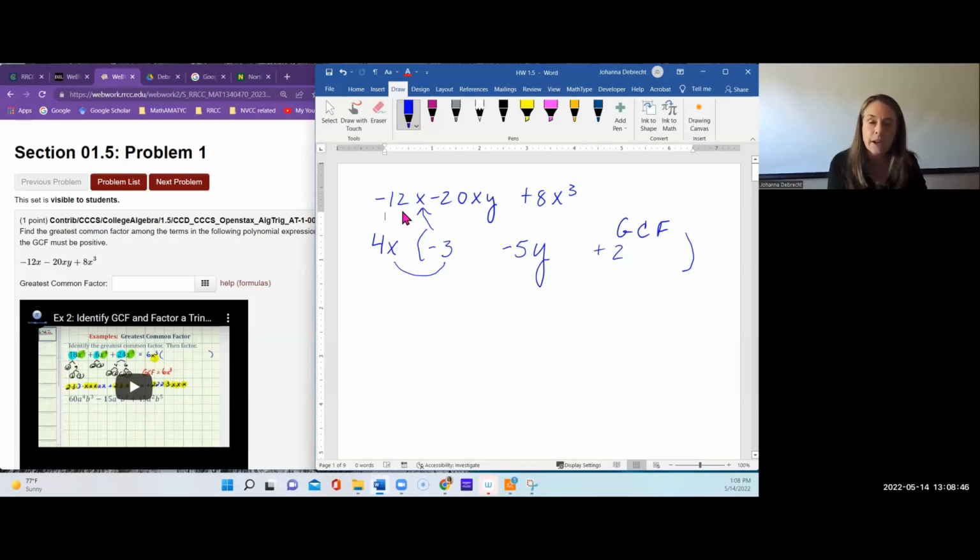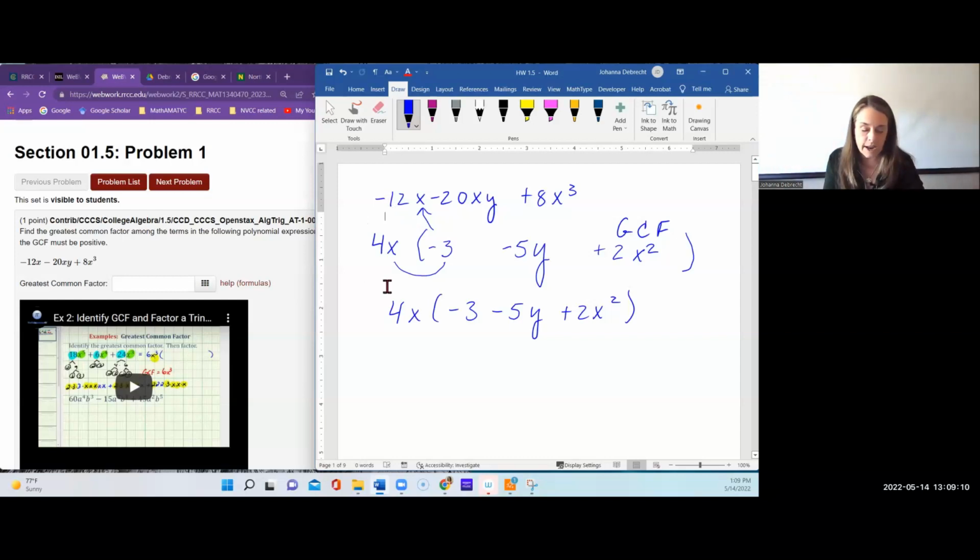On the third term, I took out 1 of the x's, but there are 3, which means if I take out 1, I've still got 2 left behind, and that's going to give me x squared. That means that if I write it in factored form, I have 4x times the quantity, negative 3 minus 5y plus 2x squared. Now we can enter the answers over here on this system.